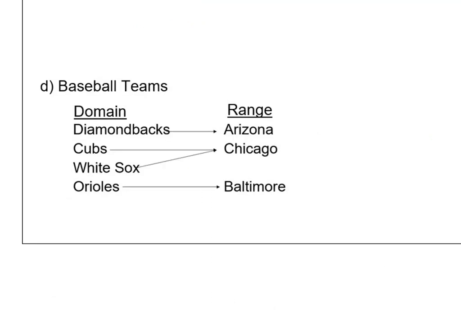For our last example, it's also baseball teams, and the correspondence is between teams and cities, but it's in the reverse order. We have the domain being the teams, while the range is the cities where they belong in. And you can see that each team belongs to only one city. So the Cubs belong to Chicago, the White Sox belong to Chicago, Orioles belong to Baltimore. And this correspondence is each team has exactly one city. So this is a function.